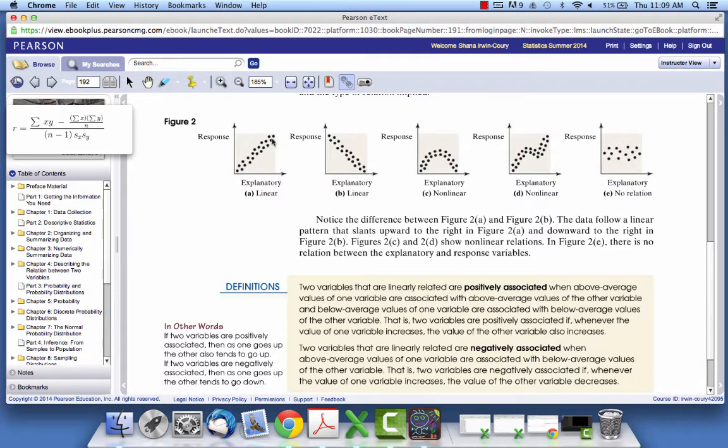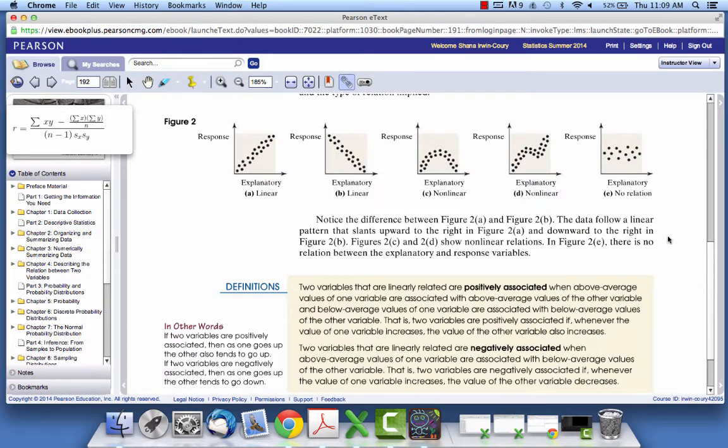This is a positively associated plot. This is a negatively associated plot. This one is very strongly associated, but in a quadratic manner. So this is not linear. You would not want to use the correlation or a regression line to approximate on this one. You would want to model it with a quadratic. This one's cubic. Again, very strongly related, but not linear.